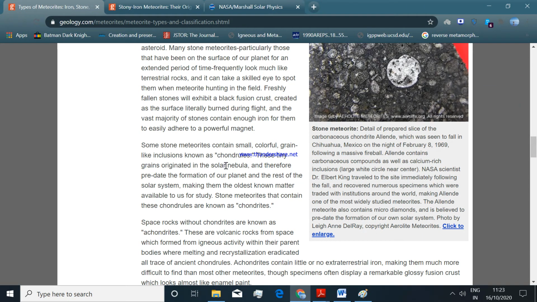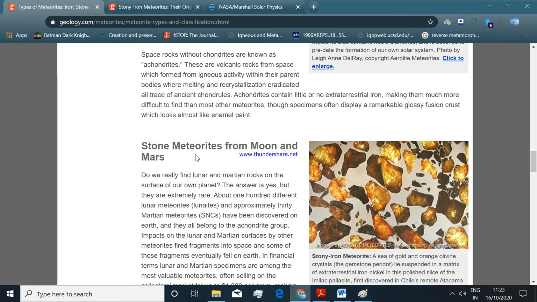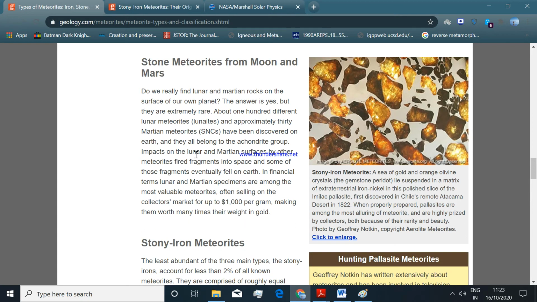Chondrules are teeny grains originated in the solar nebula and therefore predate the formation of our planet and the rest of the solar system. That is an important issue. Now, if the age of the Earth is like 4.5 billion years, and if a chondrule is aged higher than that, then obviously the chondrules will be much older than the Earth itself.